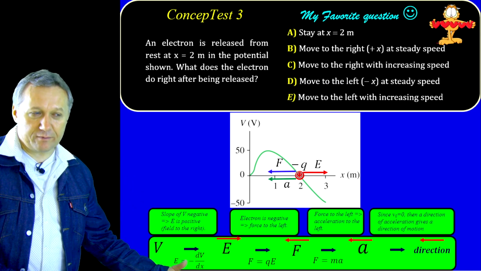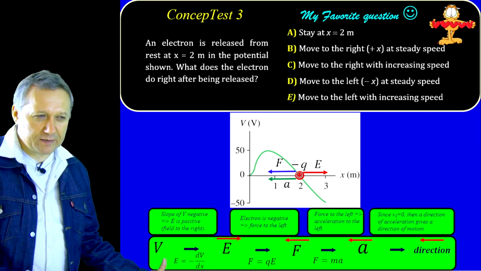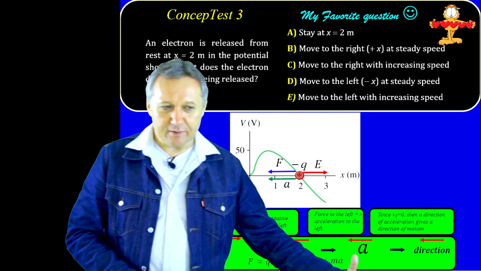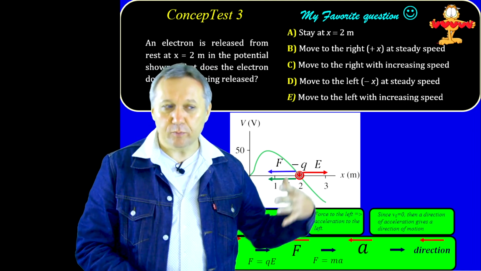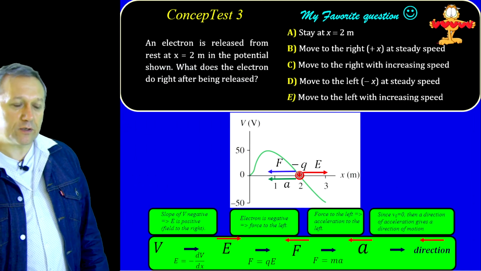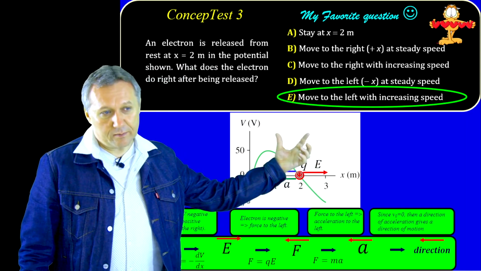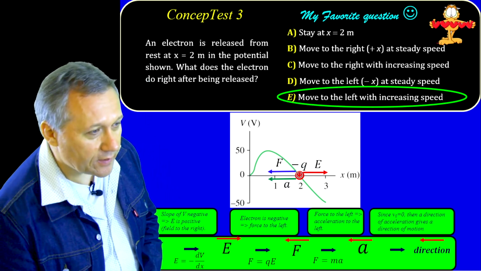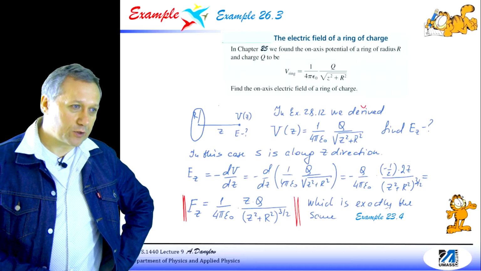Of course, since this slope dV over dx is not 0, the electric field is not 0, the electric force is not 0, and as a result, the acceleration is not 0. So the electron moves with an acceleration; it is not going to have a steady speed. So the answer is E, of course. That's how I usually discuss this question.